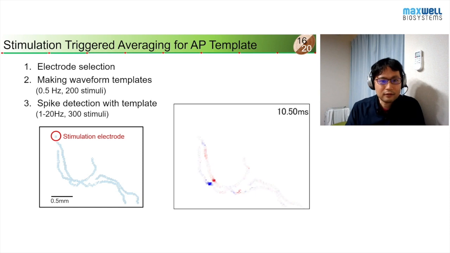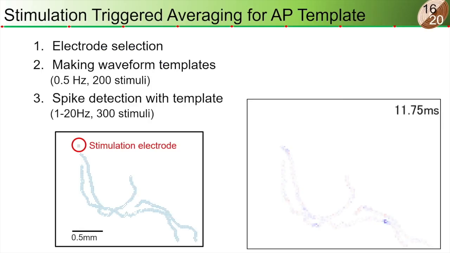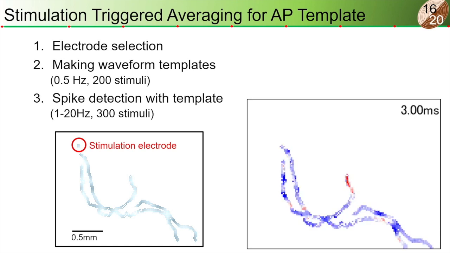So therefore, we first selected electrodes around the axon based on the result of the axon recording assay. In addition, electrodes for electrical stimulation were placed under the cell body. In this setup, we measured the response to electrical stimulation using template matching to detect the spike from individual events. First, stimulus response at 0.5 Hz was used to create the waveform template. The response to 1 to 20 Hz was then detected by template matching.